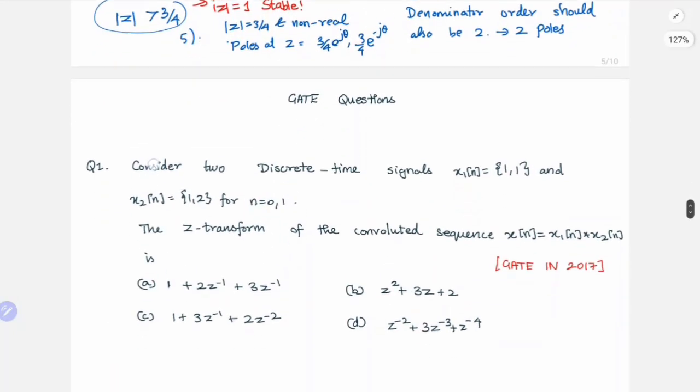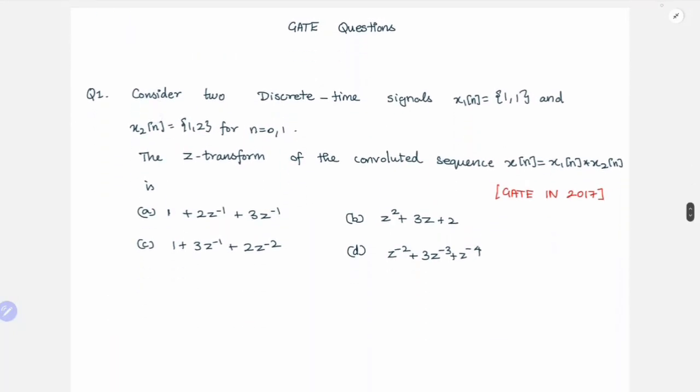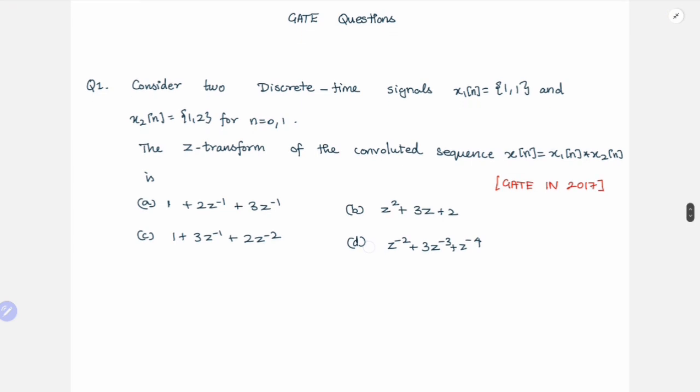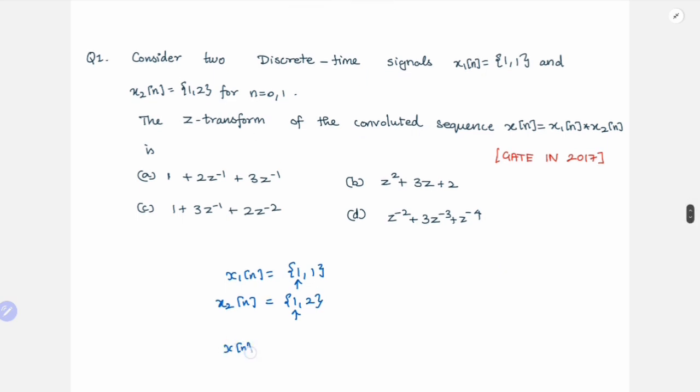So let us now try to solve some of the previous year GATE questions. So first question: consider two discrete time signals x1 of n equal to 1, 1 and x2 of n equal to 1, 2 for n equal to 0, 1. So this is 0 and this is 1. The z transform of the convolved sequence x of n equal to x1 of n convolved with x2 of n. So we need to find the z transform of this.